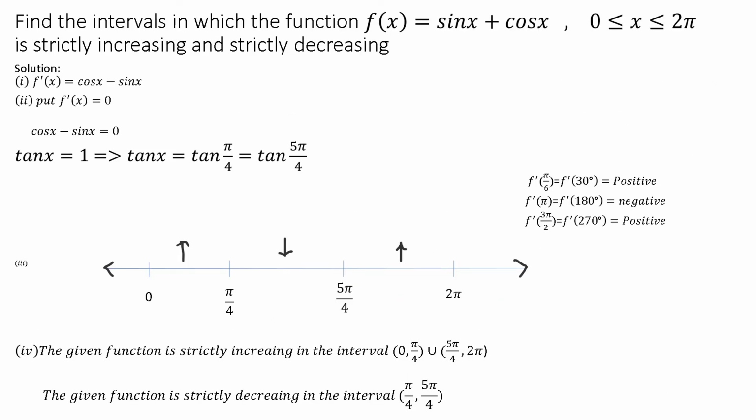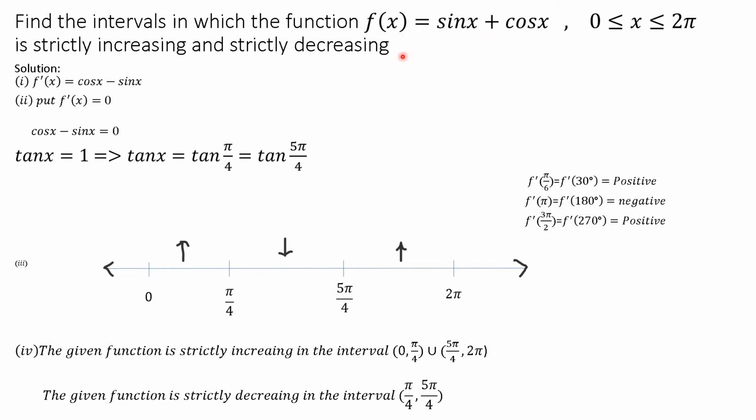Move on to the next problem. Here, find the intervals in which the function f of x is equal to sin x plus cos x, in the closed interval 0 to 2 pi, is strictly increasing and strictly decreasing. Here the given function is f of x is equal to sin x plus cos x.